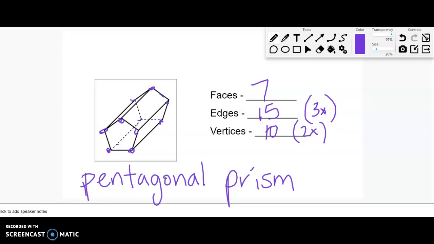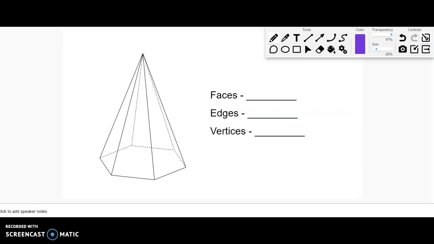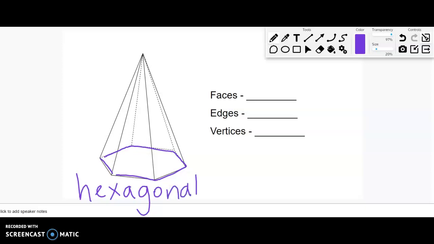One more example, this time with a pyramid. And again, we name a pyramid similarly. It's named by the shape of the base. This time, instead of having 2 bases, we just have 1, and then it all comes up to a point. That's the difference between a pyramid and a prism. Faces. Well, first, what kind of pyramid do we have? 1, 2, 3, 4, 5, 6 sides on our base, so it's a hexagon. So it is called a hexagonal pyramid.